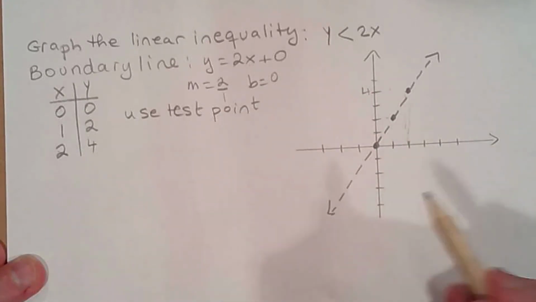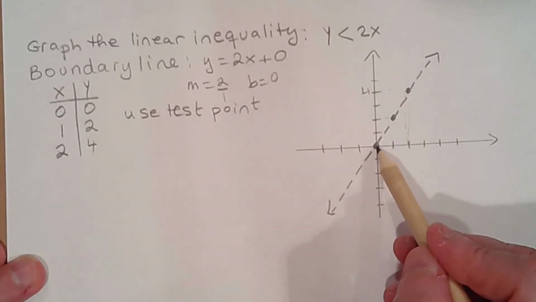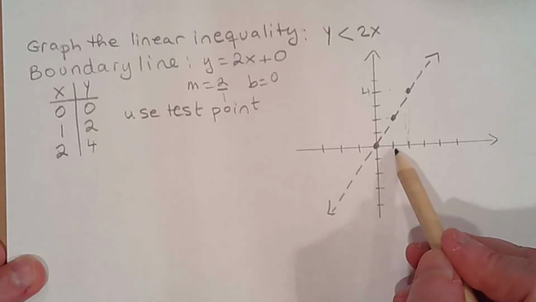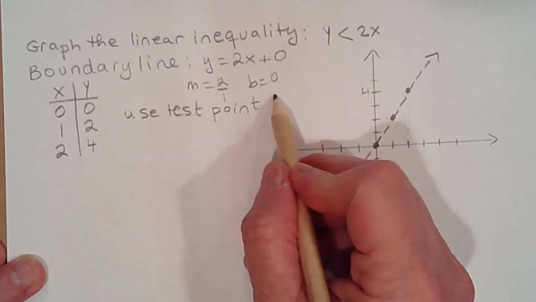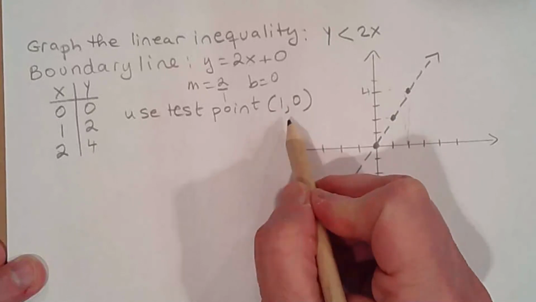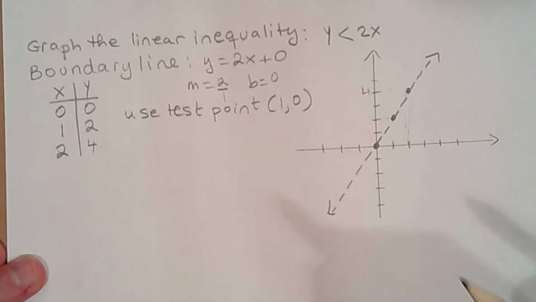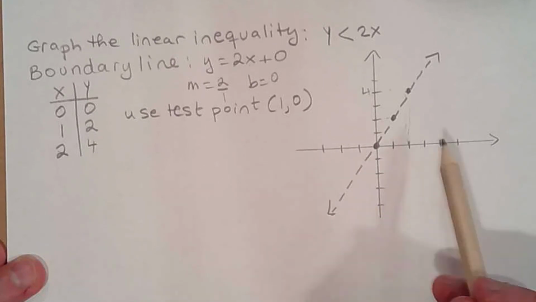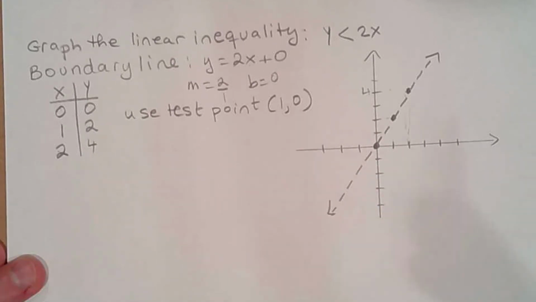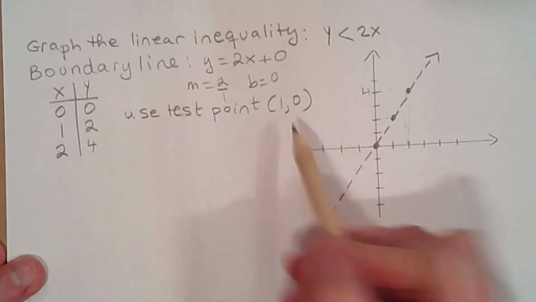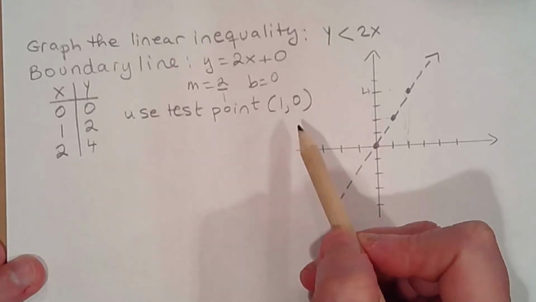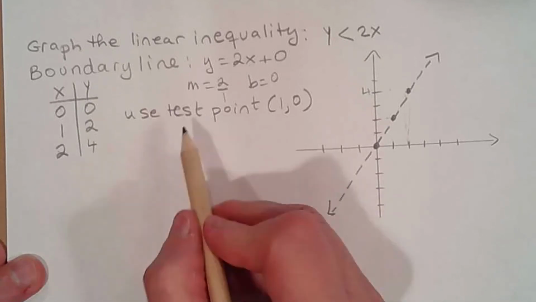Since we can't use the origin, you can select (1, 0), for instance, or (0, 1). It's always a good idea to make one of them 0. It would be an easier calculation, and when you plug it in, it will be easy for you to get the answer. But really, you can select any point. You can select (5, 7) if you like, any point you want. So I'm going to select (1, 0), and I'm going to plug it into the inequality.